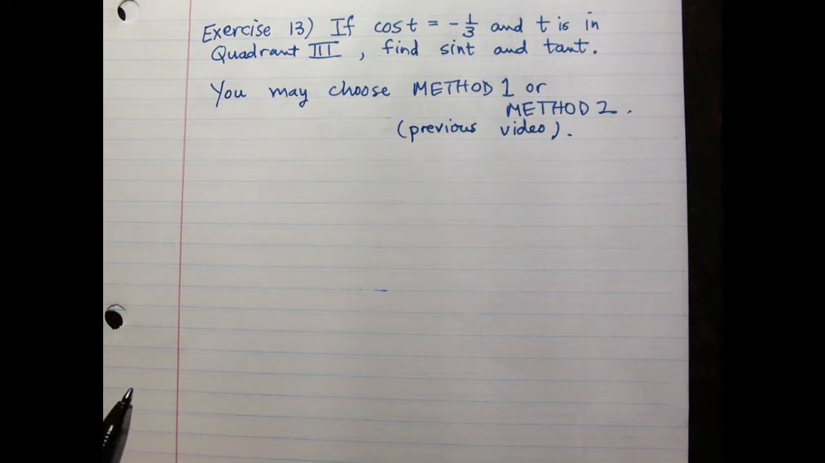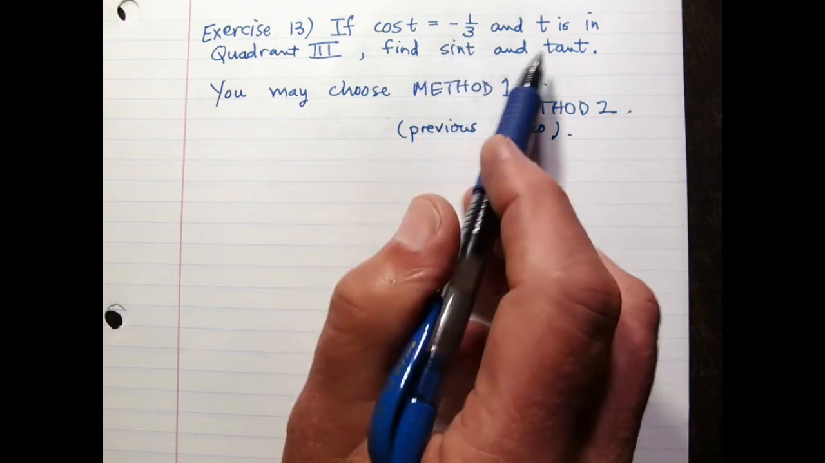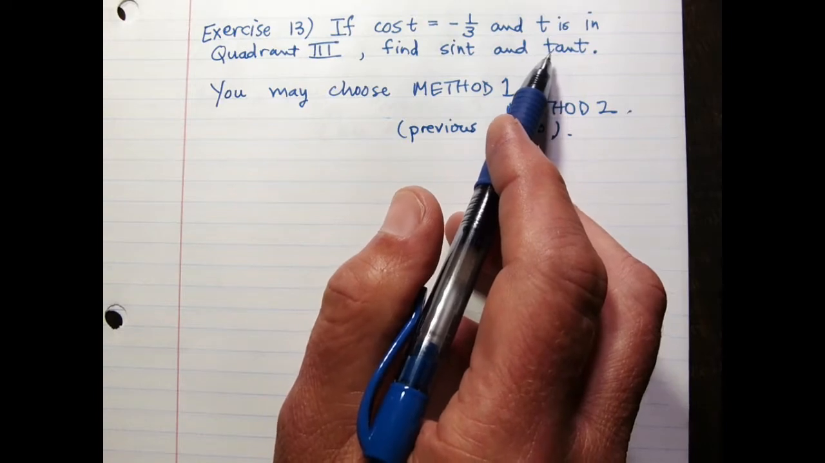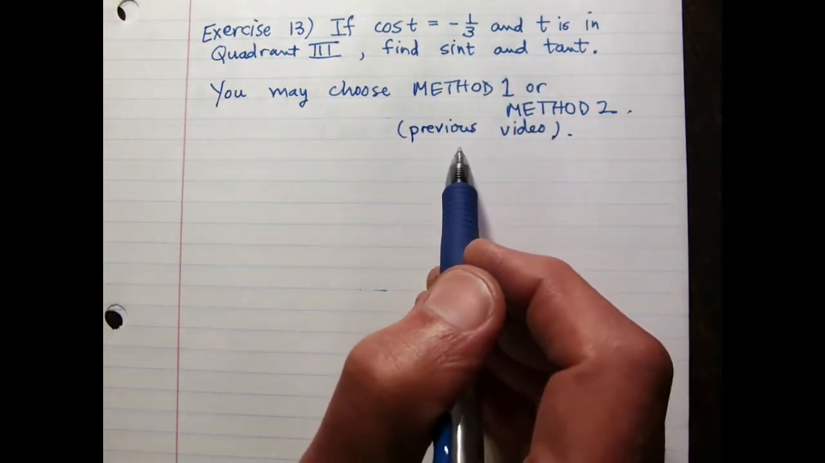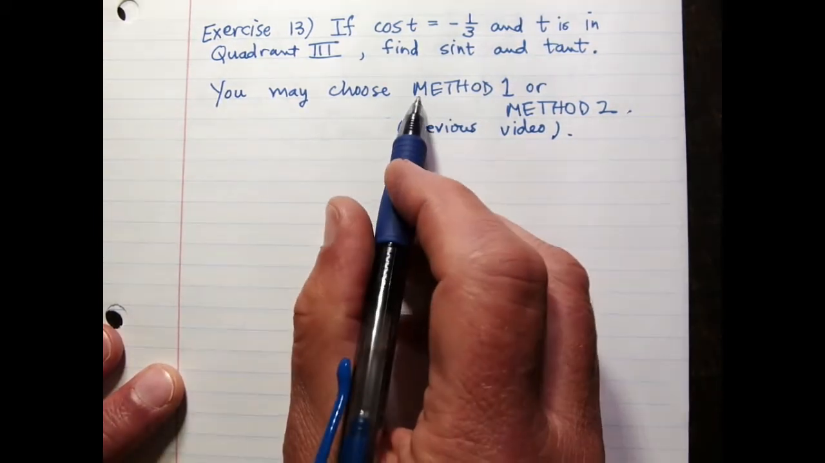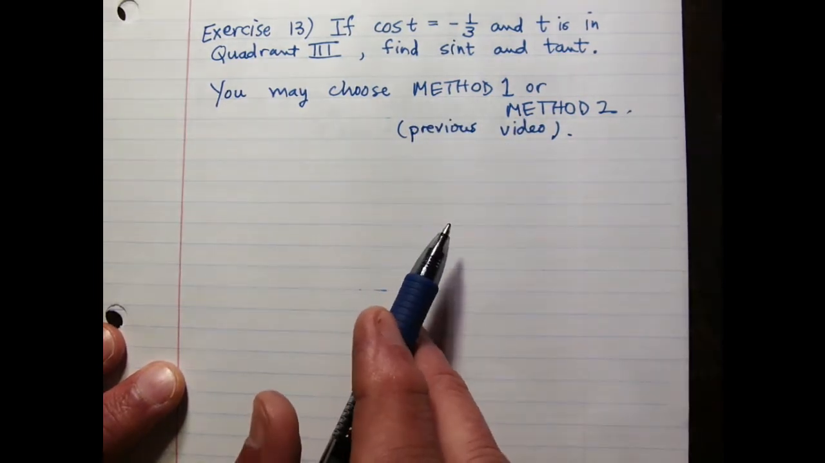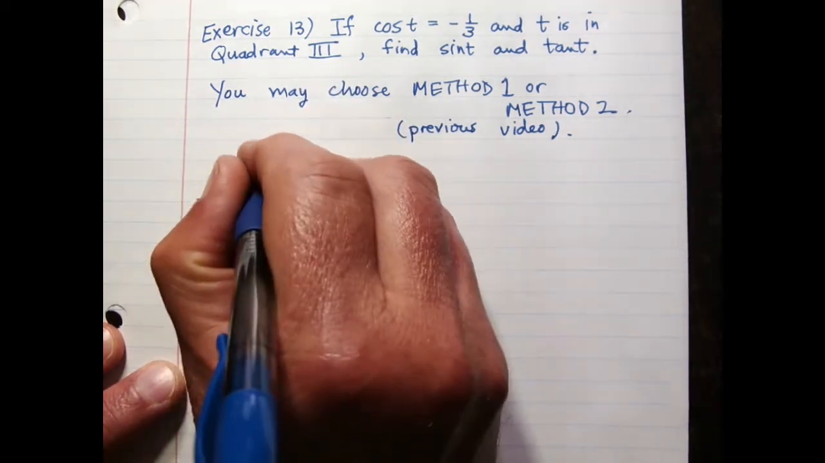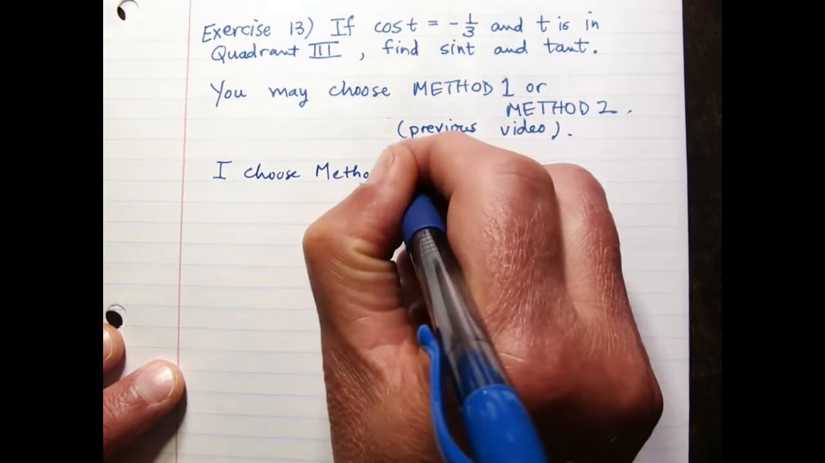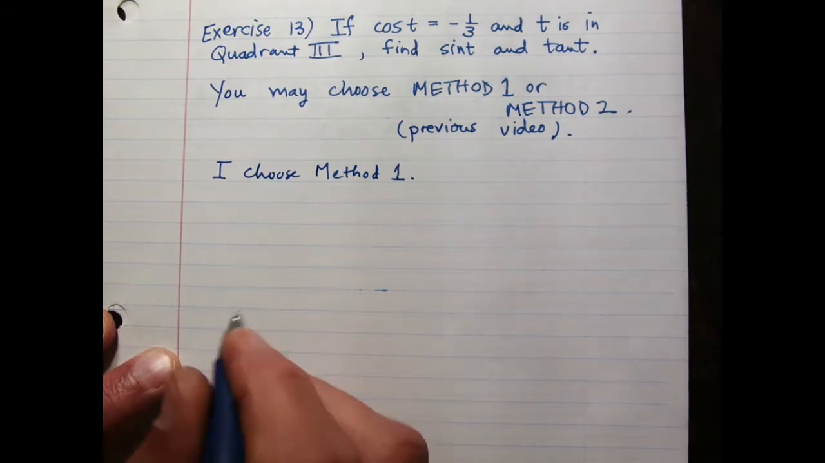This is exercise 13. If cosine t equals negative 1/3 and t is in quadrant 3, find sine t and tangent t. This is really just like exercise 12, and so maybe you don't even need to watch this video. You may choose one of two methods that I talked about in the previous video. And so I choose method 1 here. I have to admit I'm partial to method 1. I think it's useful for you guys to get used to working with the Pythagorean identity.